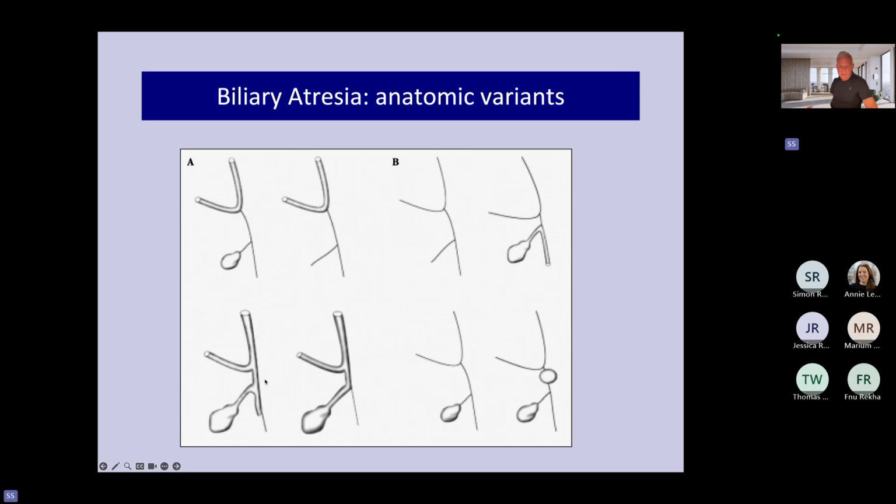Here are the anatomic variants. Remember that biliary atresia does not present like this. It can present with only partial atresia. So let me see if any of the fellows can answer this question. Here's a patient with biliary atresia, has an atretic common bile duct, atretic cystic duct, and an atretic gallbladder. But the right and left hepatic ducts are normal. Why don't we just take these and anastomose those to the intestine?